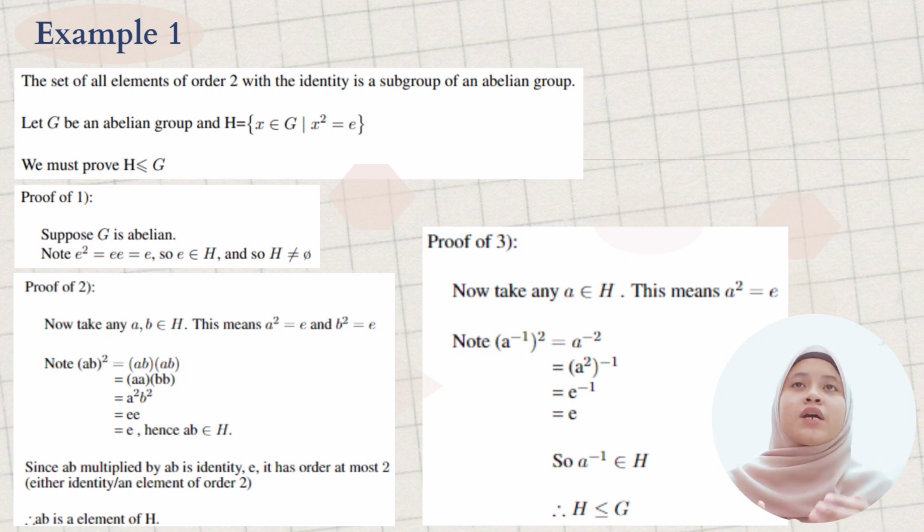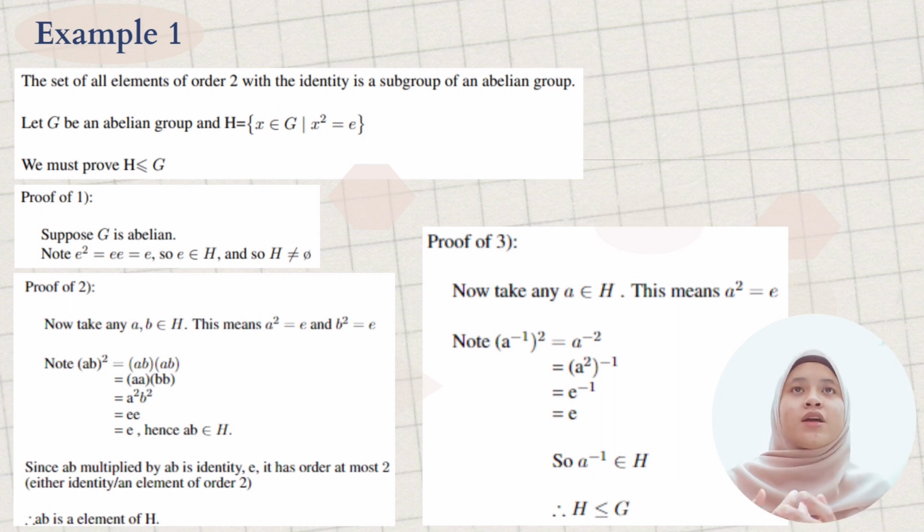Proof of 2. Now take any A, B in H. This means A squared equals E, B squared equals E. Note that AB squared equals AB multiplied by AB equals AA multiplied by BB equals A squared B squared equals EE equals E. Hence AB is in H. Since AB multiplied by AB is the identity, it has order at most 2, either the identity or an element of order 2. Therefore, AB is an element of H.